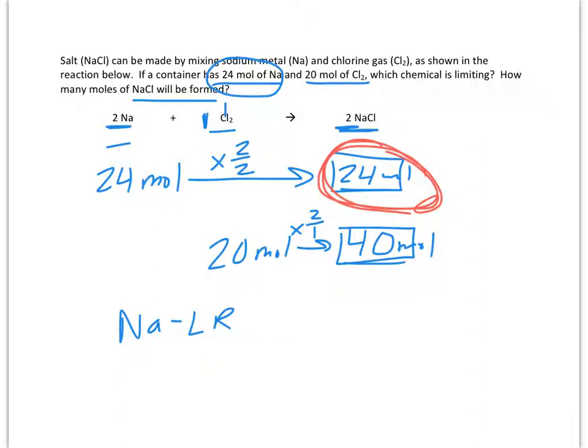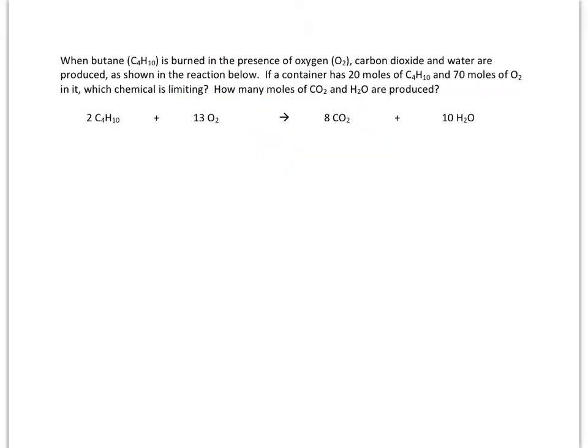Let's do one more. So here's a scenario where I have 2 products. So one thing I want to do if I have 2 products to find the limiting one is to just pick one product to analyze. So maybe I'll just look at CO2. How much CO2 can I make with 20 moles of this and 70 moles of O2? So let's start with analyzing the 20 moles of C4H10. So how much CO2 could that make?